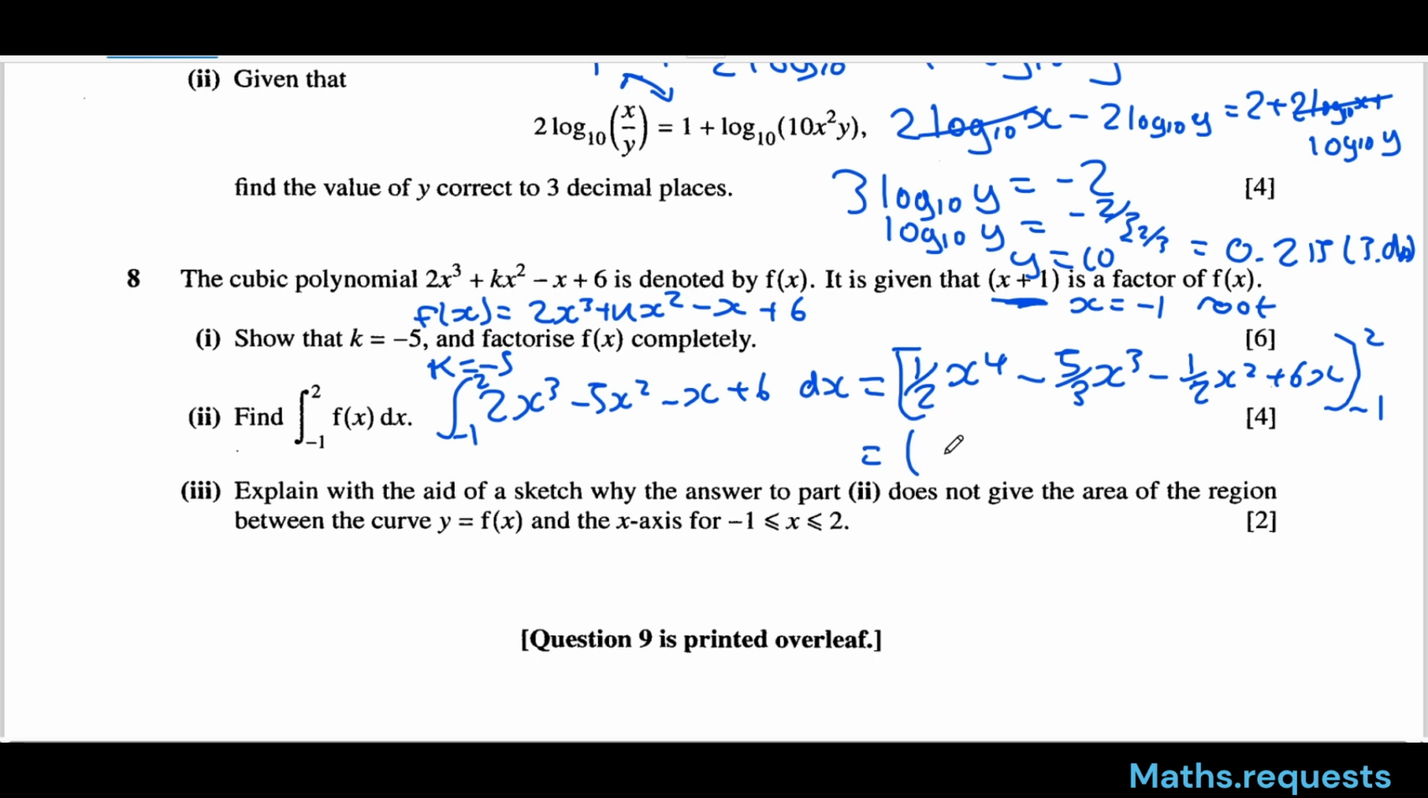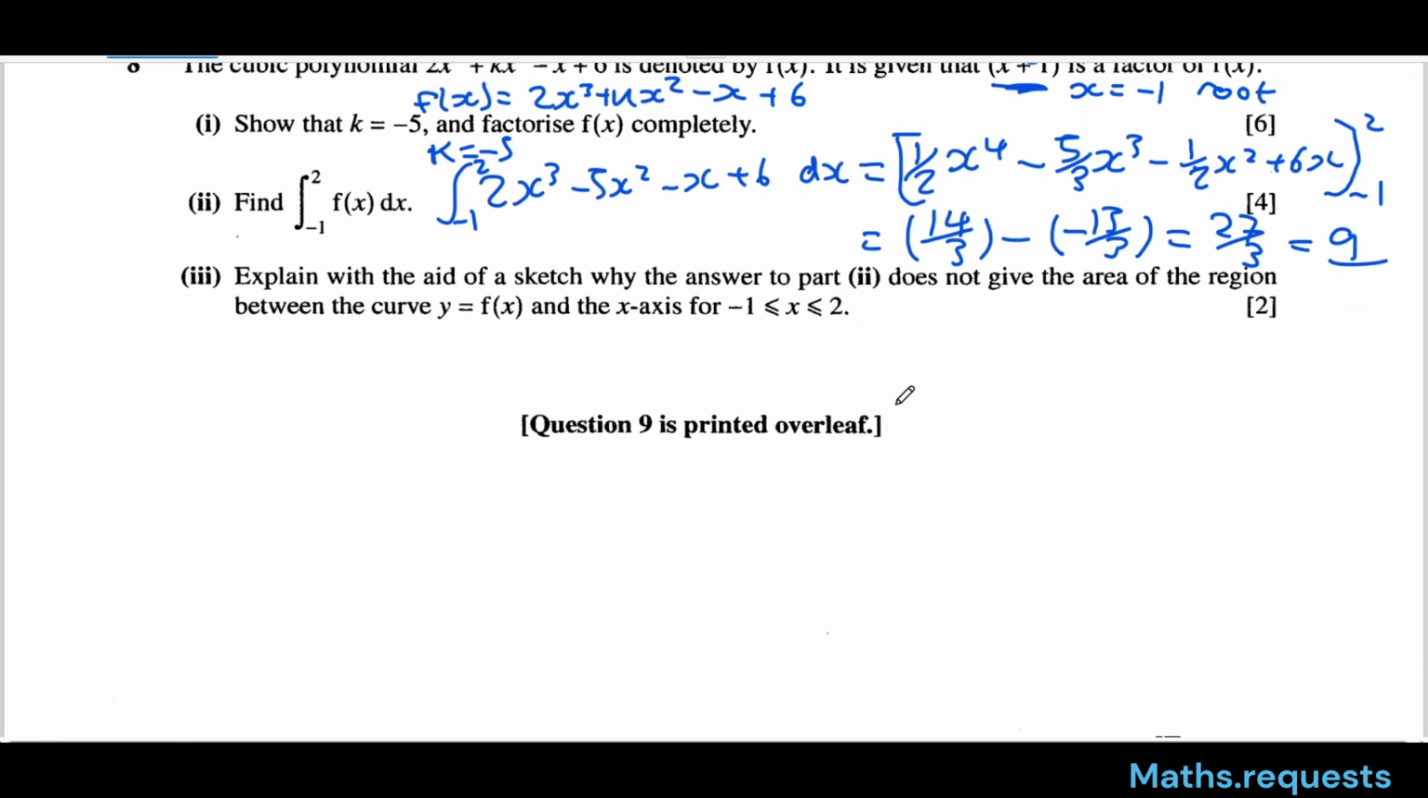Okay, so when I plug in 2 into this, I get 14 over 3. And then when I plug in minus 1, so I take away the lower bound, when I plug in minus 1, I get minus 13 over 3. So that equals 27 over 3, which equals 9, which is your answer.